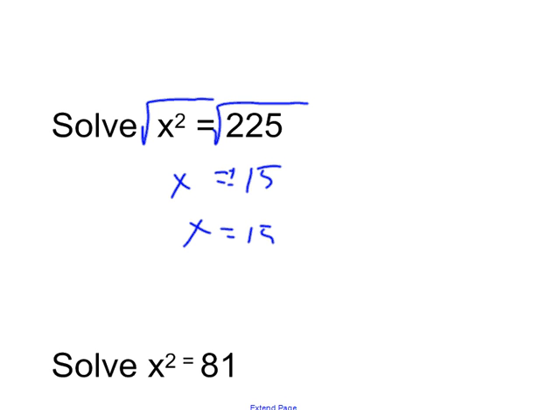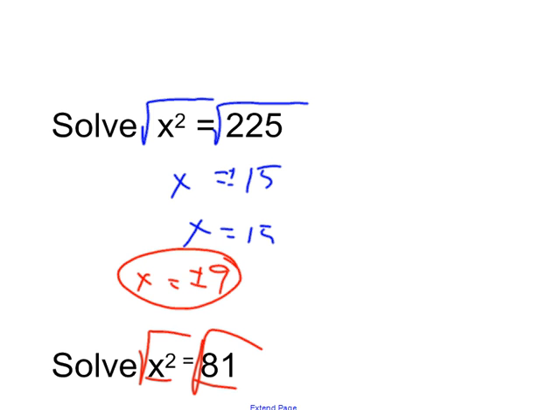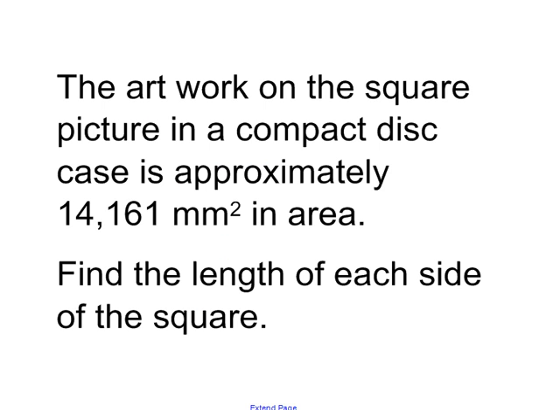All right. Looking down here at the bottom, x squared is equal to 81. I can take the square root of both sides. The square root of x squared is just plain x. The square root of 81 is either the plus or the minus 9. Plus or minus 9. Could be either one of those. In this case, it happens to be the plus 9.